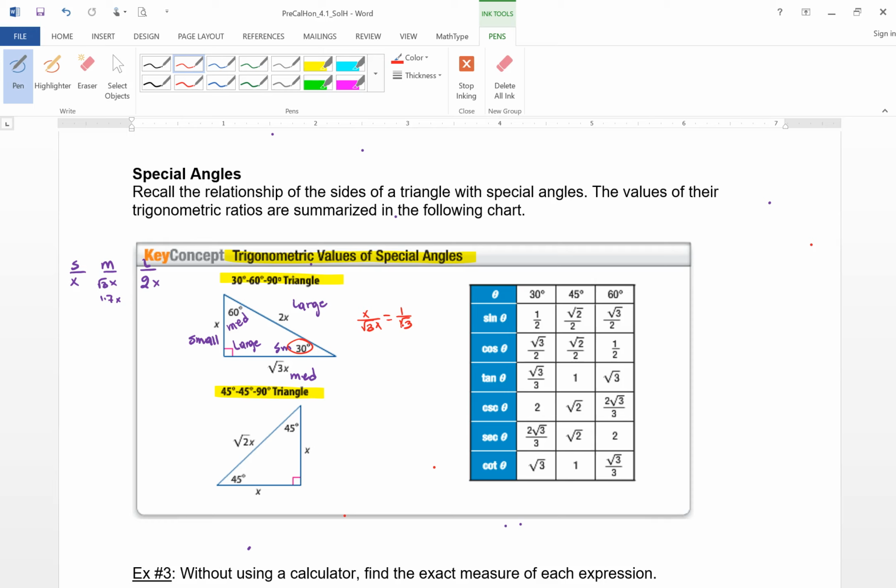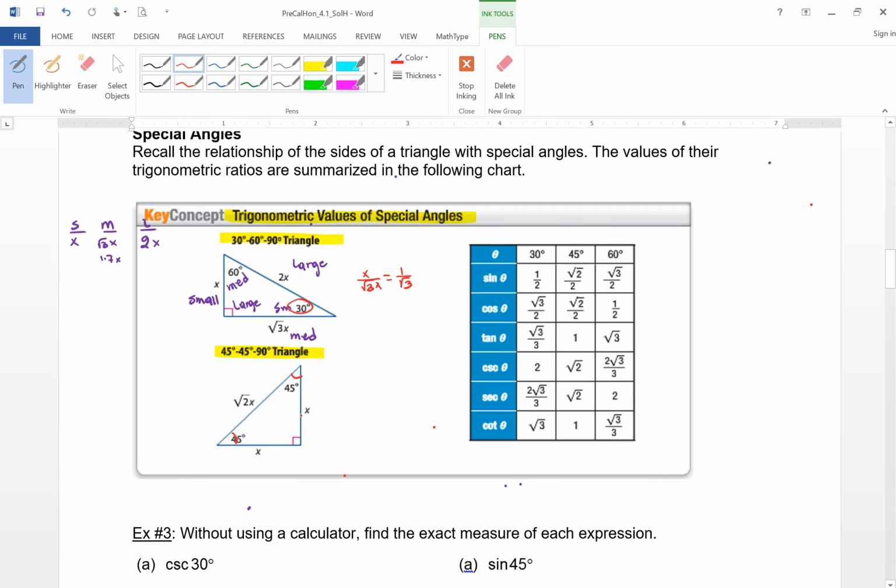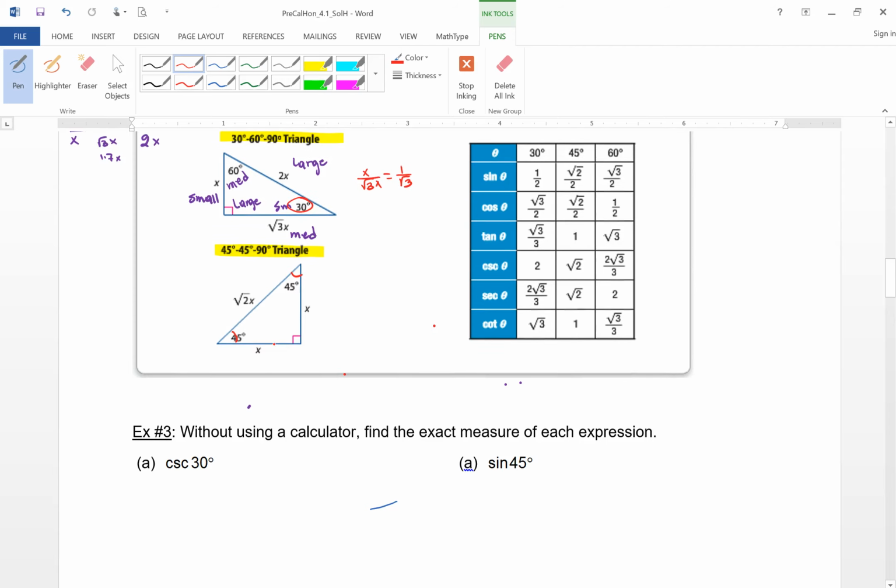Okay? In the case of the 45, 45, 90, we know that if you have two angles that are congruent, that's what type of triangle? Isosceles, meaning it's got two congruent sides. So the two sides that are congruent are the legs. Those are x and x. And this is the hypotenuse. It has to be bigger.